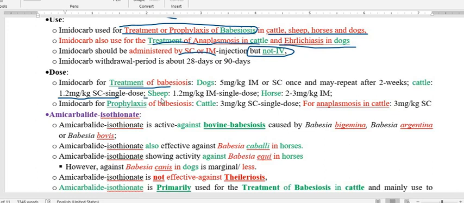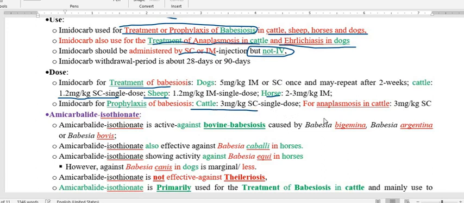Then its dose for the Babesia treatment in dog is 5 mg per kg IM or subcut. For cattle, 1.2 mg per kg subcut. For sheep, 1.2 mg intramuscular. For horse, 2 to 3 mg intramuscular.